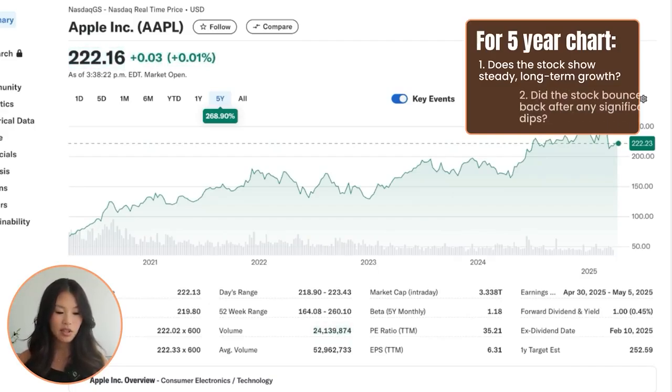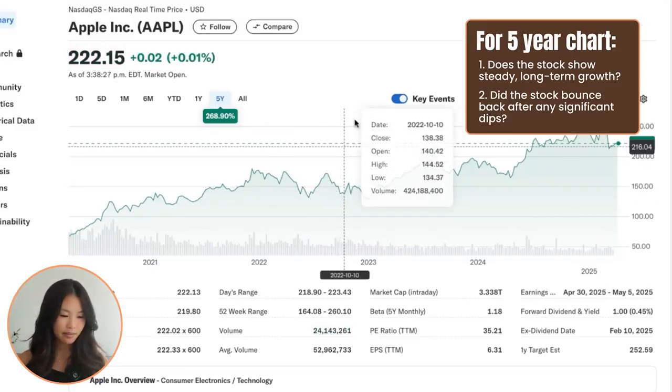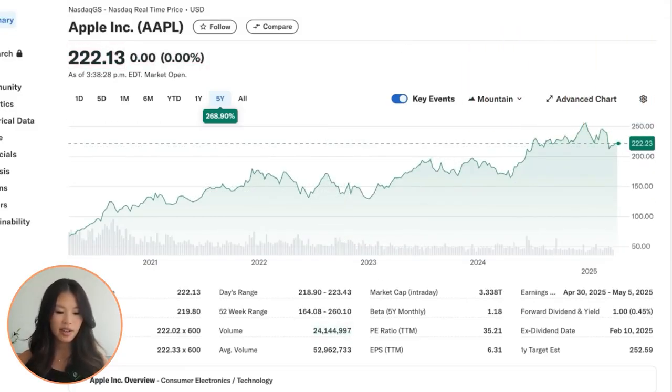Number 2, did the stock bounce back after any significant dips? This shows resilience, indicating that investors regained confidence after temporary setbacks. In general, good stocks for beginners show consistent growth over time and can recover quickly from downturns. That's exactly what we want to see on a long-term stock chart.